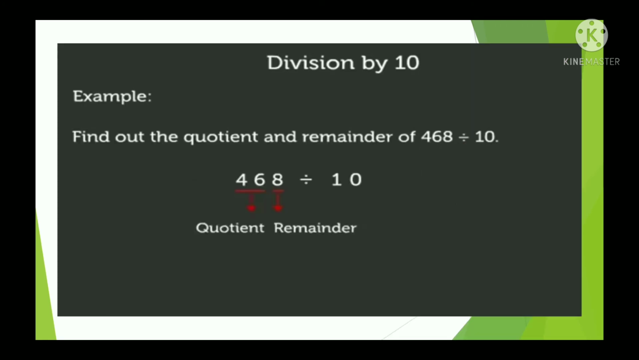Now here is an example of without dividing. How do we divide a number by 10? Find out the quotient and remainder of 468 divided by 10. What you have to do, we can just see, because we are dividing by 10, the ones digit becomes the remainder and the remaining digits, which is 46, become the quotient. Quotient is equal to 46 and remainder is equal to 8.